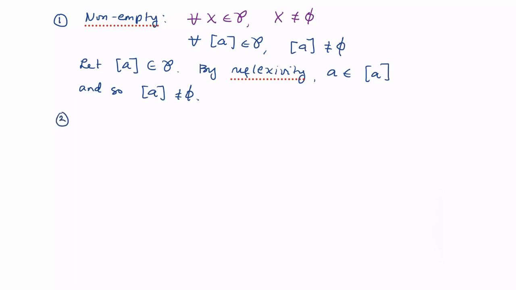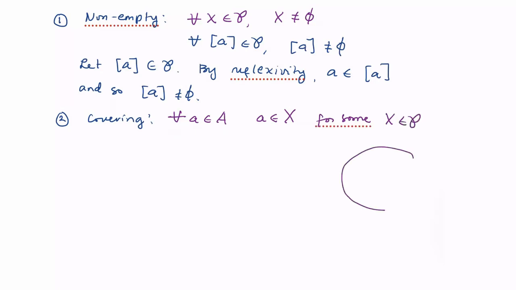Next, we'll check the covering part. What does the covering part say? From the definition first, the definition says that for all small a in capital A, we can find a set in the partition for which a is contained in that set. So this is for some x in P. Just to give you a diagram there. So let's say this is A.